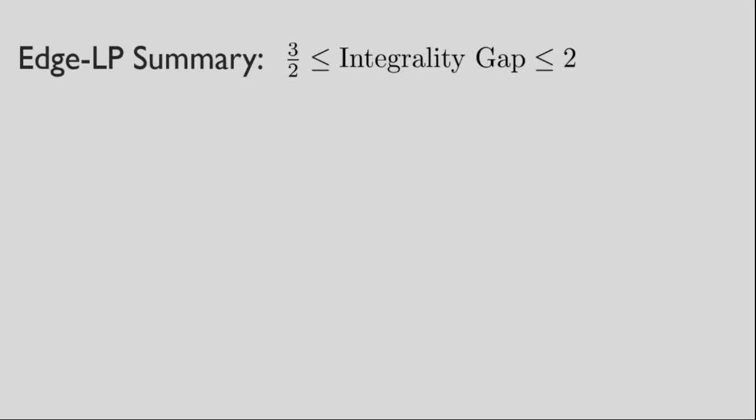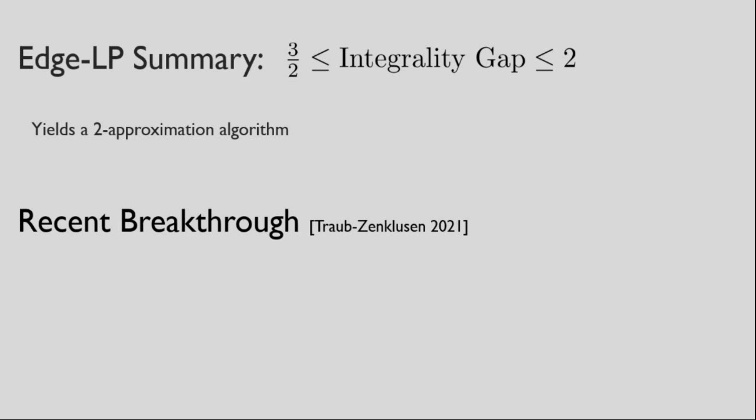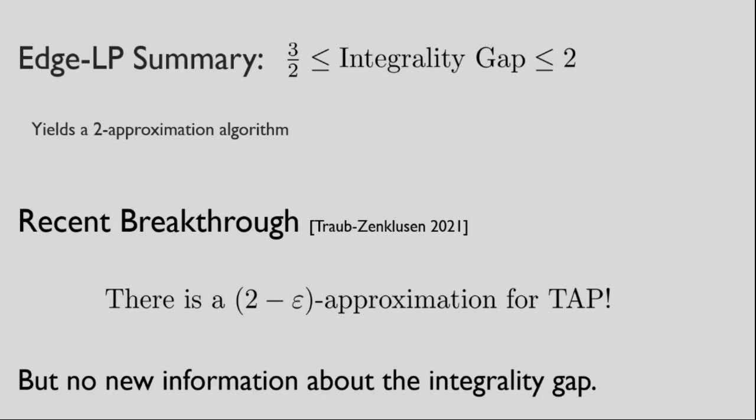To summarize, the state of knowledge about the edge LP, the set covering relaxation, is that the integrality gap is between 3/2 and 2. And since it's at most 2, this immediately gives a 2-approximation for the tree augmentation problem because we can solve the linear relaxation efficiently. But it was actually open for a very long time to get a below-2 approximation for the tree augmentation problem. And very recently, a new result came out.